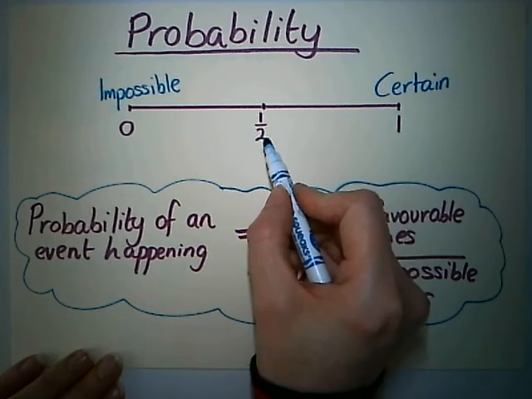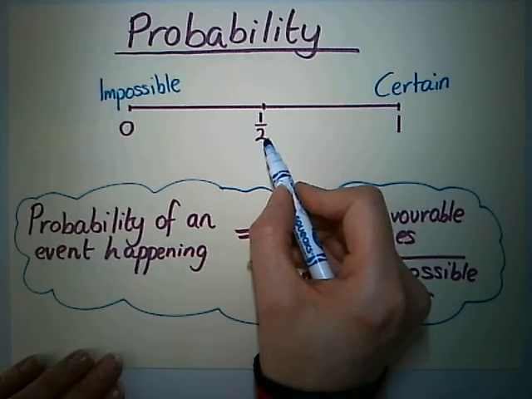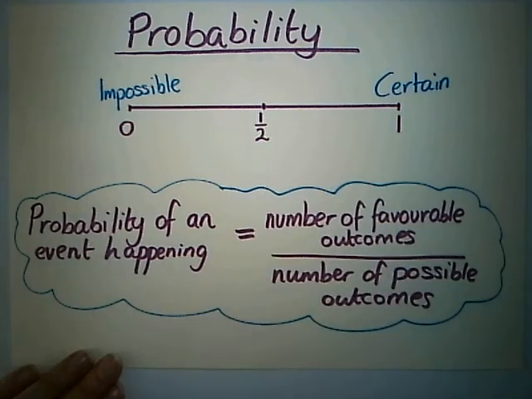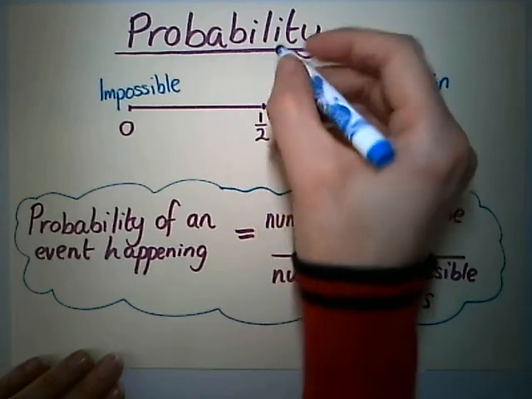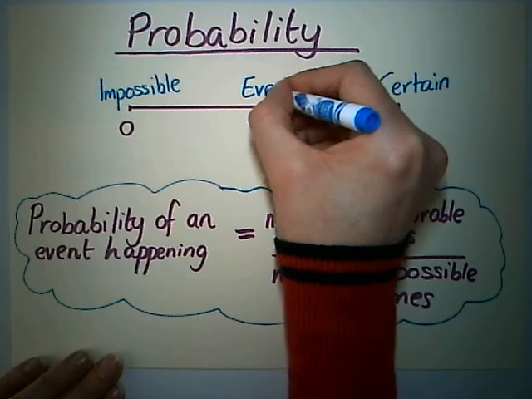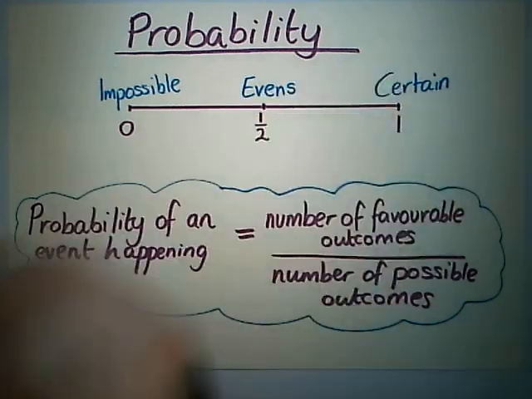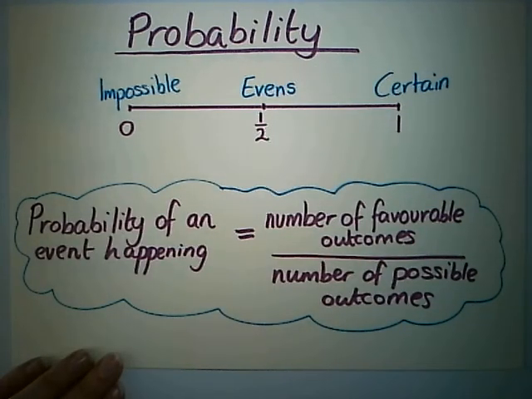If it's got an equal chance of happening, so if you throw a coin, there are two sides to that coin, so the chances of you throwing a heads would be the same as you throwing a tails. So that would be called a half in number terms, or in words we can say evens. It's got an even chance of happening.